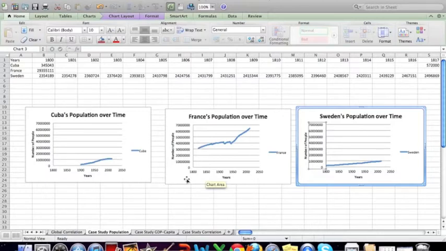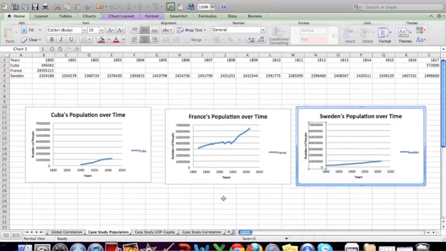So you always want to make sure you change the smaller graphs to the bigger ones, because it wouldn't make sense to change France's graph to 12 million people, because then we would be cutting off, well, you actually wouldn't see anything. So you always want to change your smaller graphs to match the larger one.